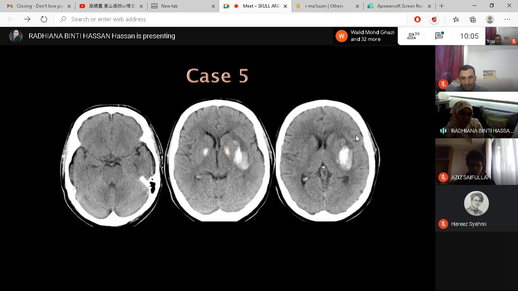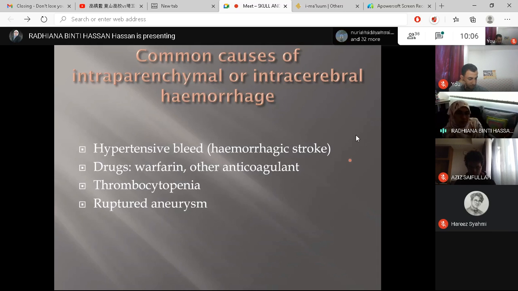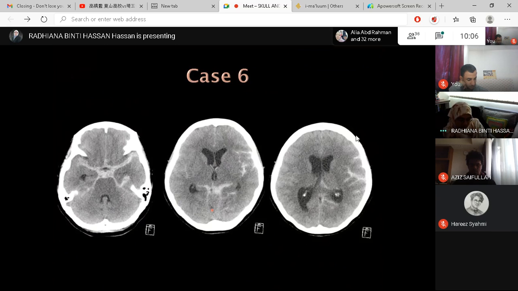You see another symmetrical hyperdensity at both basal ganglia here. This one is actually an acute intraparenchymal hemorrhage, and this is the normal physiological calcification of the basal ganglia. So this is acute intraparenchymal hemorrhage. The most common cause is hypertension, but it can also be due to drugs, so you have to get the history of any drug use. Thrombocytopenia, such as in a patient with dengue fever, or sometimes a ruptured aneurysm can also cause intraparenchymal hemorrhage.